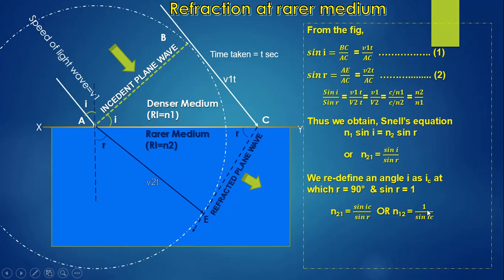n12 is equal to sin R by sin IC. Sin R means sin 90 degrees. Sin 90 equals 1. So 1 upon sin IC. This is a very, very important equation you should remember.